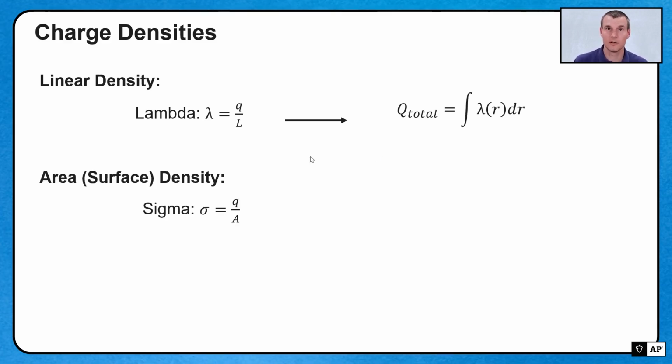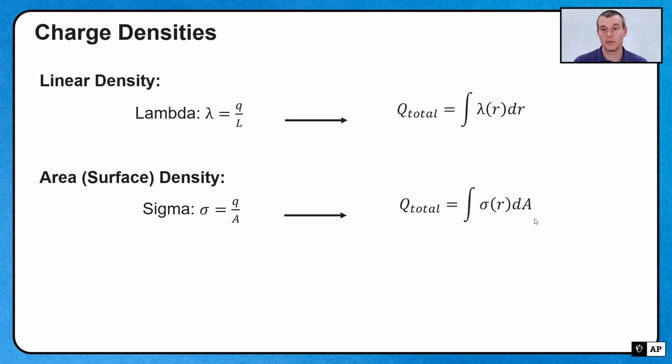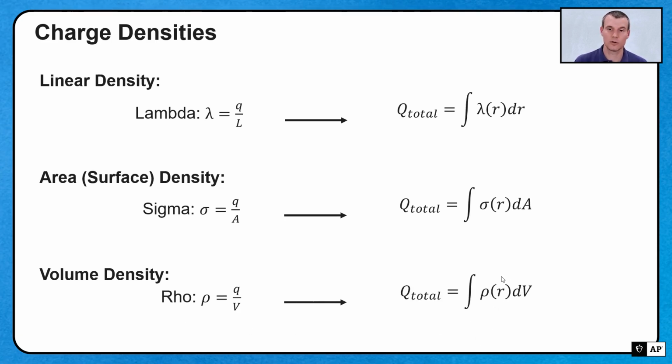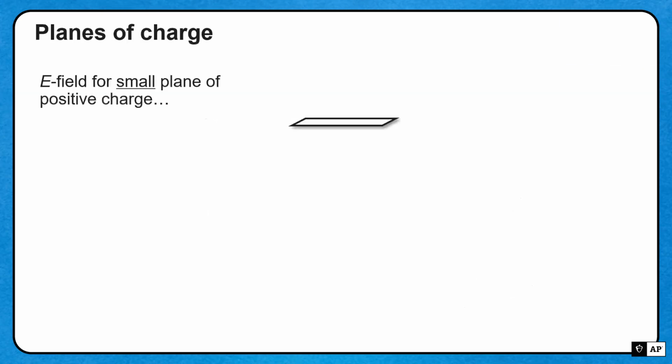On the flip side, we can also have an area or a surface density that's signified by sigma, which is charge over area. And that one ends up being the equation that's given to you, but integrated over the surface, or that dA, the differential area element. Lastly, we have our volume density, which we say is rho, Q over V. And that one, sure enough, is going to be our total charge, which is our volumetric density integrated over that differential volume element, that dV. So just kind of keep these in mind as we go through these next problems.